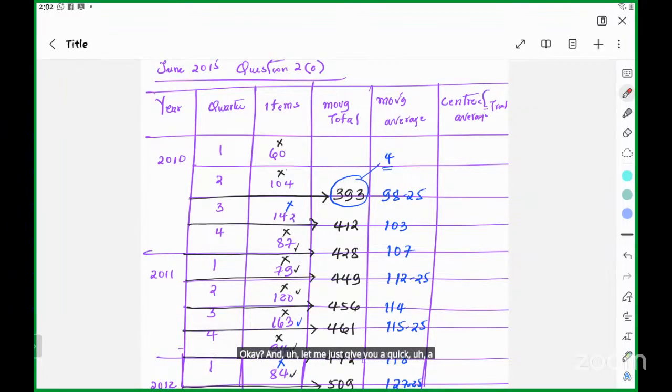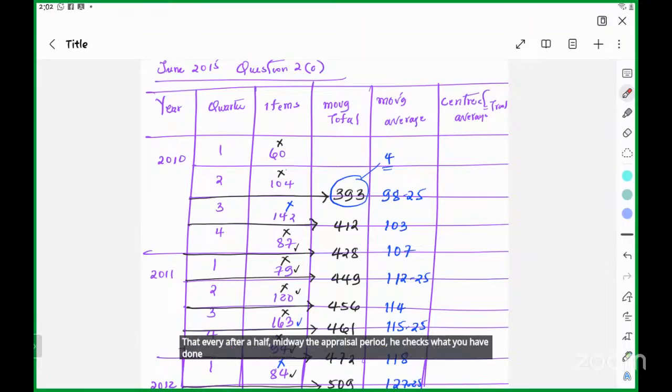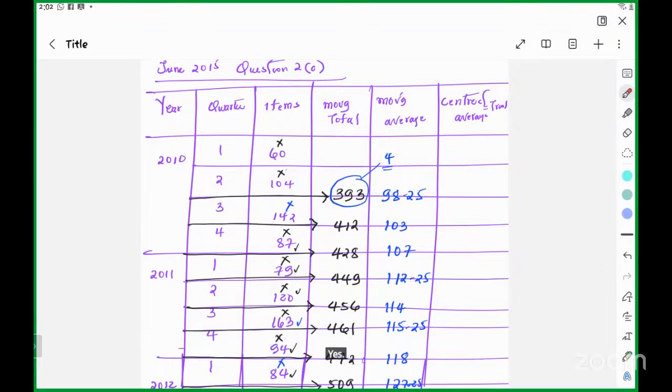Let me just give you a quick illustration. Are you appraised where you work? Yes. You have an annual plan, but they appraise you after 6 months. So your appraiser or your supervisor has split your work into two, so that every after a half, midway the appraisal period, he checks what you have done. You get what I mean? Yes. So this is the same thing.